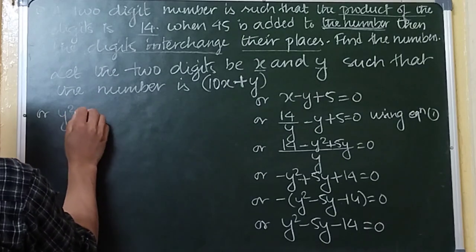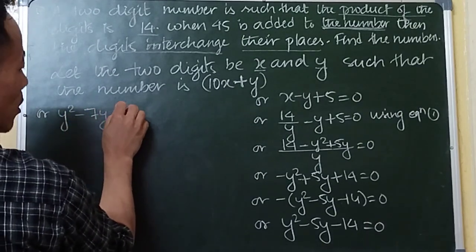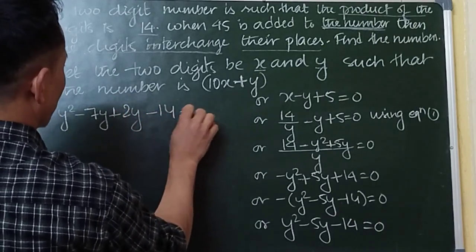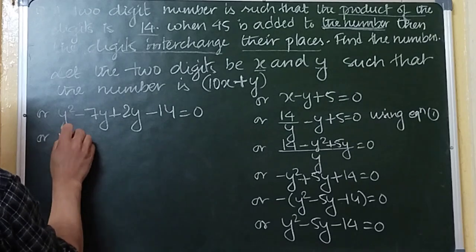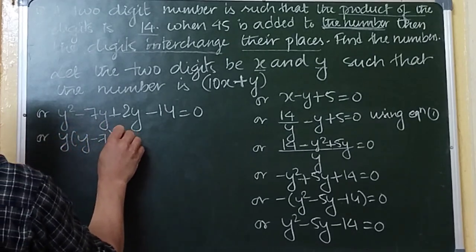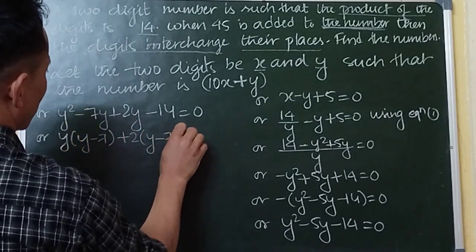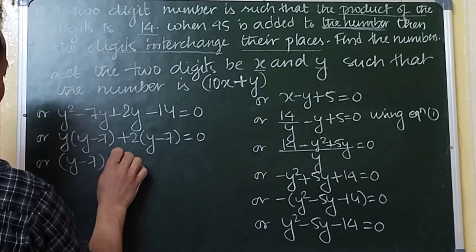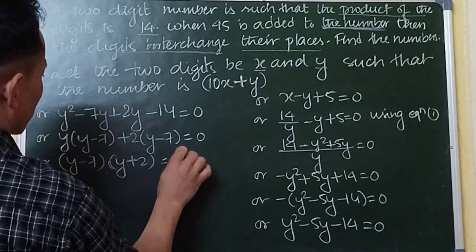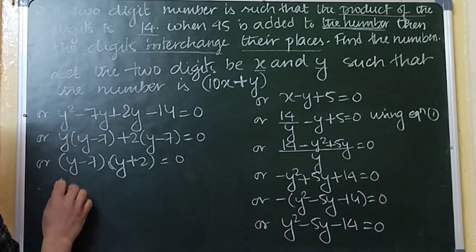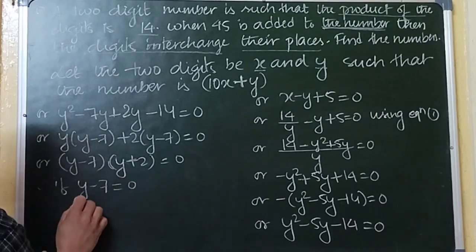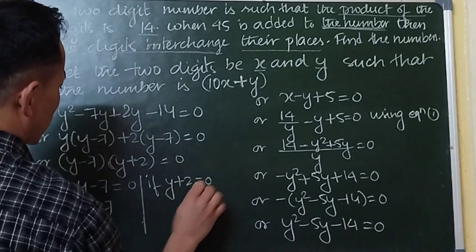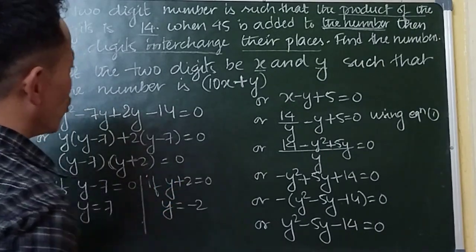So this becomes y square minus 7y plus 2y minus 14 equals 0. If you take the common factor, this becomes y minus 7 common, (y minus 7)(y plus 2) equals 0. So if y minus 7 equals 0, then y will be equal to 7. And if y plus 2 equals 0, then y will be equal to minus 2.